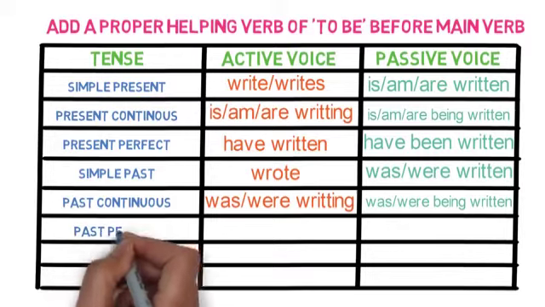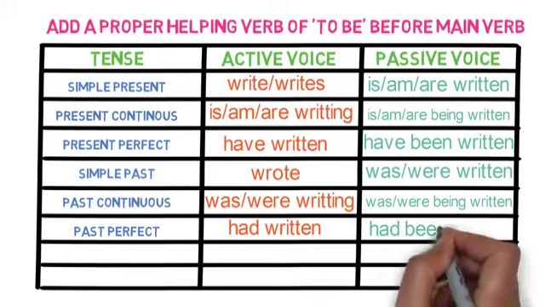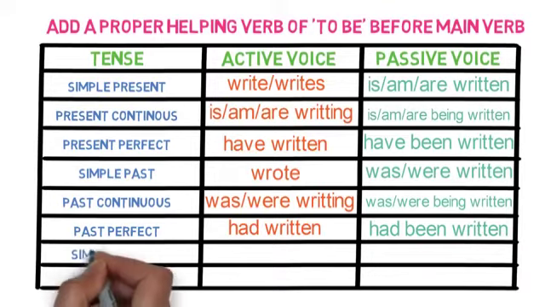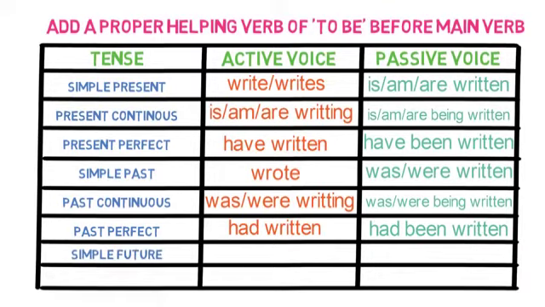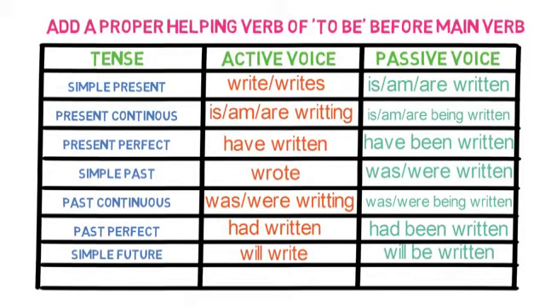For past perfect tense, in active voice, we use had written, while in passive voice, we use helping verb been after had and written, which is verb's third form. For simple future tense, in active voice, we use will write, while in passive voice, we use helping verb will be and written, which is verb's third form.